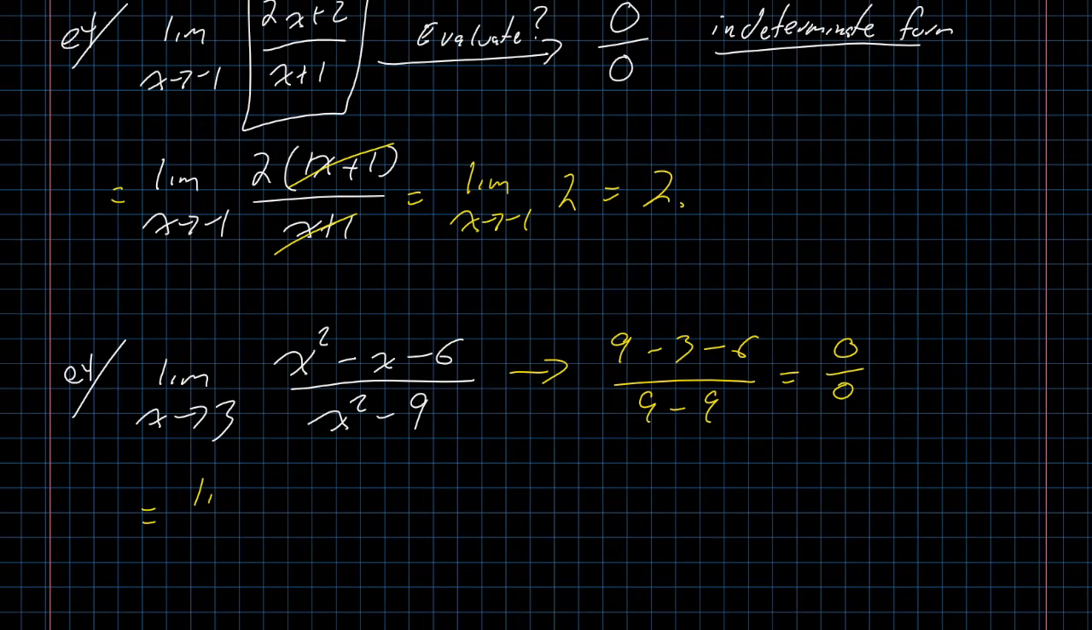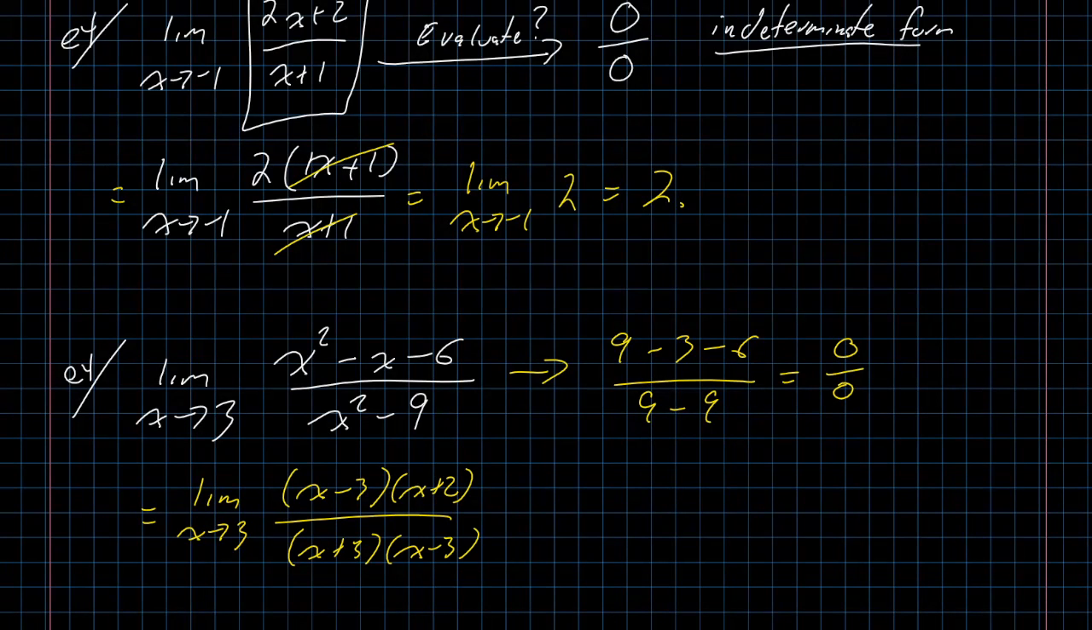So this should be equal to the limit as x approaches 3. Let's see, factoring the numerator, that's going to be (x - 3)(x + 2). Factoring the denominator, it's going to be (x + 3)(x - 3). The x minus 3's cancel each other out, so we're looking at the limit as x goes to 3 of (x + 2)/(x + 3), and that we can just evaluate. You get 5/6.